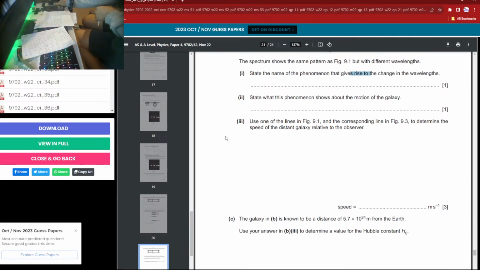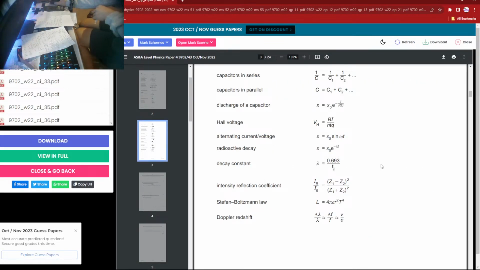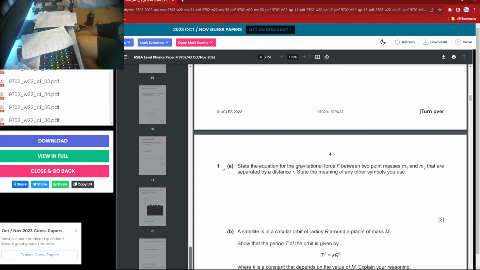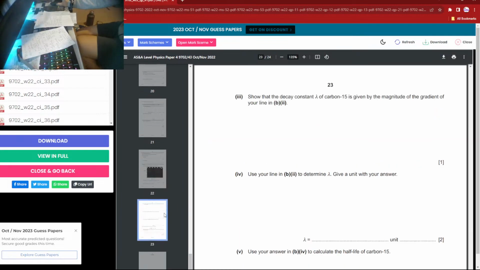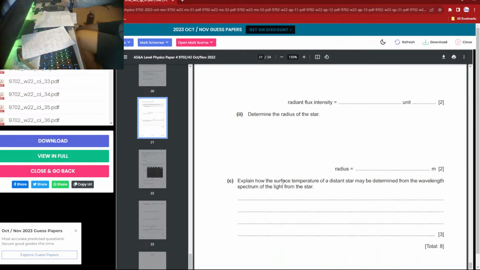So that would mean that, sorry, where am I? This is not the correct question. This is the past paper I was doing. Okay. Move down. You would get. I'm really tired. Determine the radius of the star.